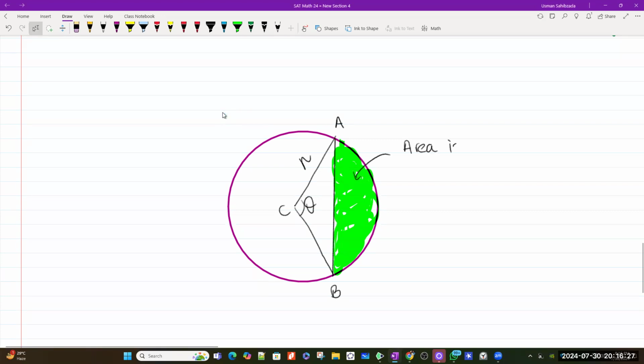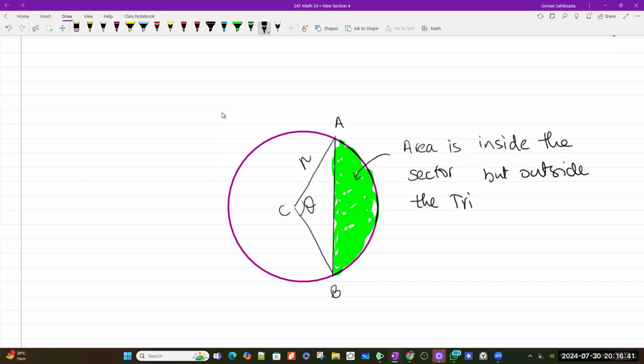This area is inside the sector, but outside the triangle. So something is inside the sector. The area of the sector is theta over 360 into pi r squared. That's the area of a sector, guys.